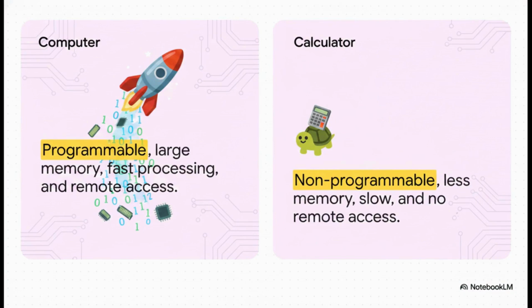And the feature gap is just massive. Computers are fully programmable to do pretty much anything. They have enormous memory banks to store years of data, they process at lightning speed, and you can even access them remotely from across the globe. A calculator is non-programmable, has very little memory, is pretty slow by comparison, and completely lacks any remote access.